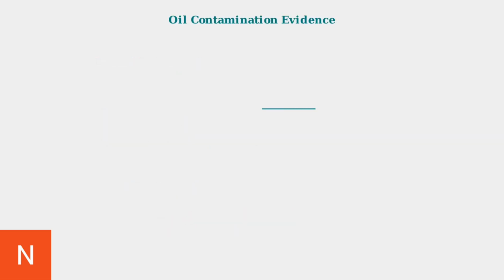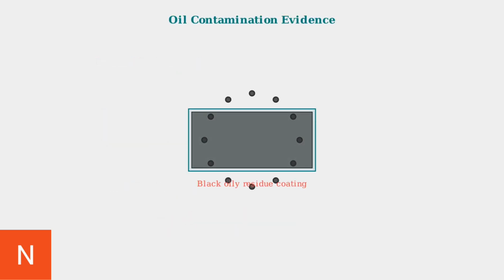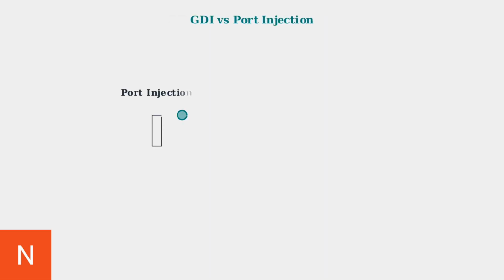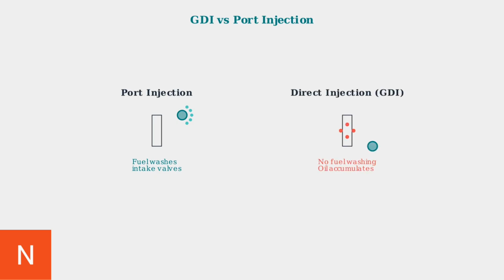Here we can see what oil contamination actually looks like inside an intake manifold. The black, oily residue coating the internal surfaces is a clear sign of PCV system problems or other mechanical issues. Gasoline direct injection engines are particularly susceptible to this problem. Unlike traditional port injection engines, GDI engines inject fuel directly into the combustion chamber, bypassing the intake valves entirely.